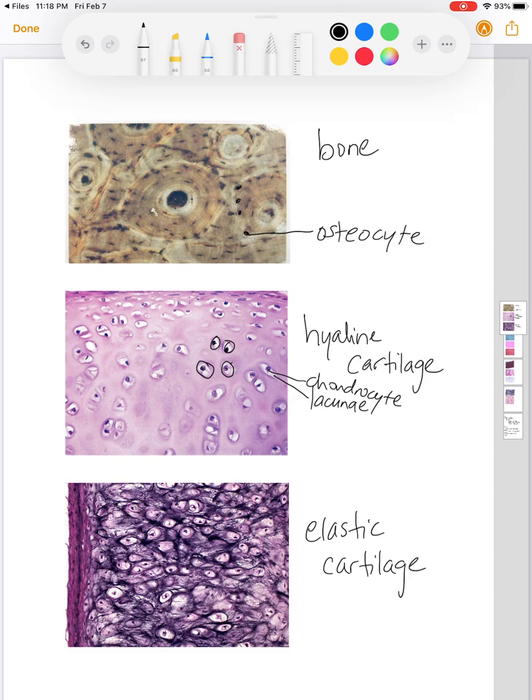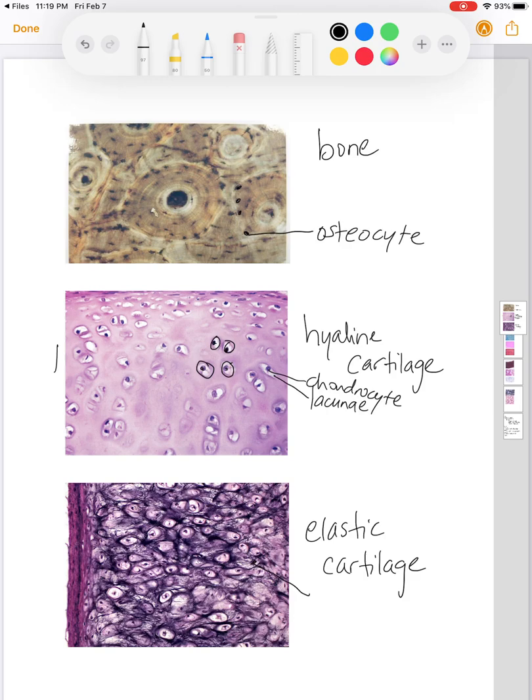Now elastic cartilage helps make up your outer ear and also your epiglottis, which is that little flap that covers your pharynx whenever you swallow food and prevents you from choking. Okay. So elastic cartilage has a lot of springiness to it, a lot of flexibility to it, because it has a lot of elastic fibers in it. If you see all these nice dark purple lines scattered in here, those are lots of elastic fibers. Now you still have the chondrocytes and the lacunae, but there are a lot of elastic fibers surrounding them.